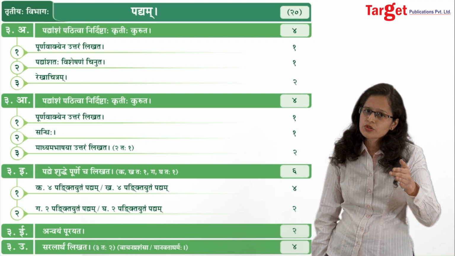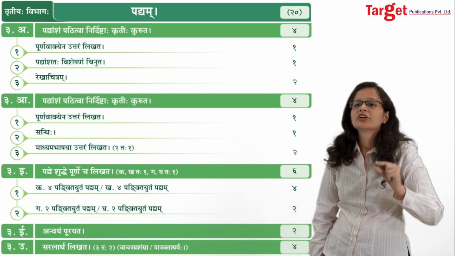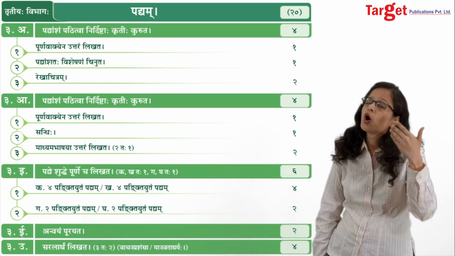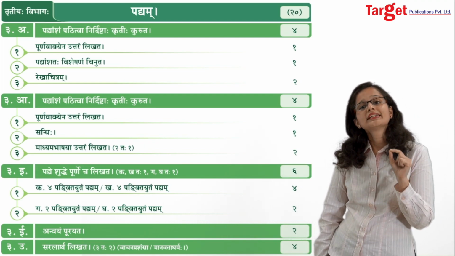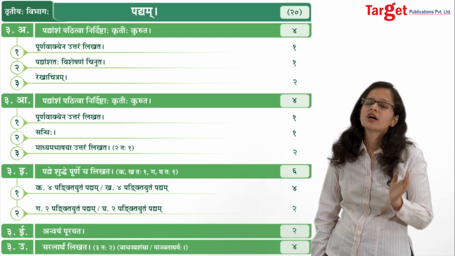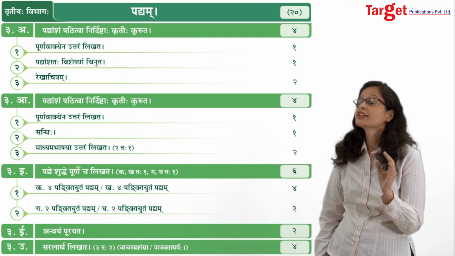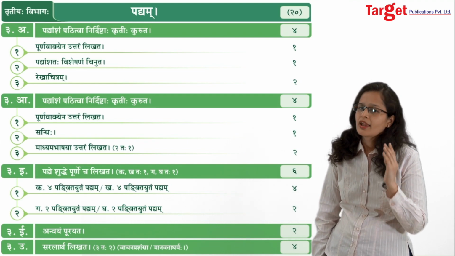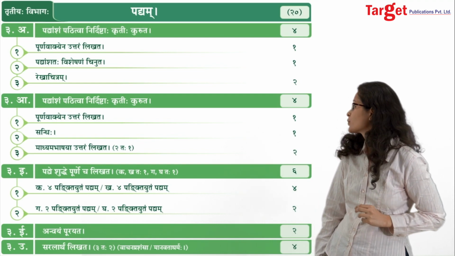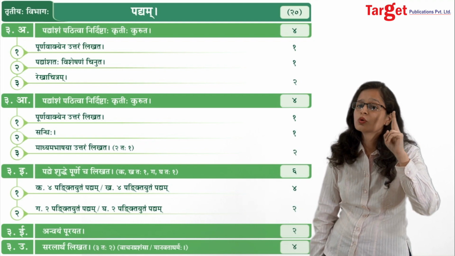Then the next is padyanshatah visheshanam chinuta. You have to choose the adjective from that particular padyansh, that means the shloka. The next is rekha chitram, which will be based on the padyansh itself. The prashna 3a is what? It's going to have padyansham patitva nirdishtaha krutihi kuruta, again of 4 marks. We have the same question, purna vakyana uttaram likhata. Further we have sandhihi, and the next is madhyam bhashya uttaram likhata dontah ek, that means you get an option, you can solve 1 out of 2 which carries 2 marks.